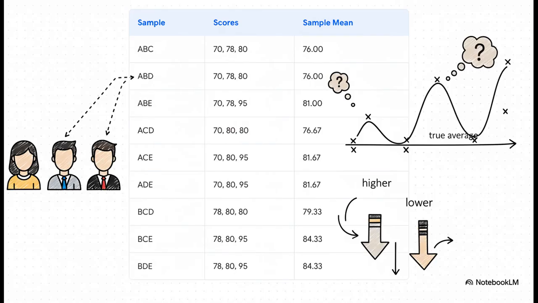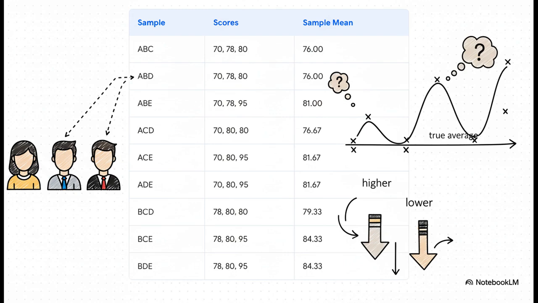Well, because our group is so small, we can actually do something amazing. We can figure out every single possible combination of 3 students we could have picked. And that's what you're looking at here. There are exactly 10 possible samples. Now look at that last column, sample mean. See how every single sample gives us a slightly different answer? Some are a little too low, some are a little too high. This isn't a mistake. This variation is totally normal.